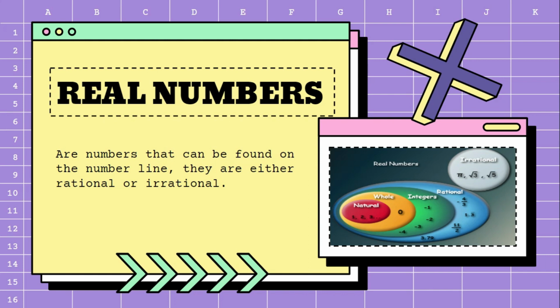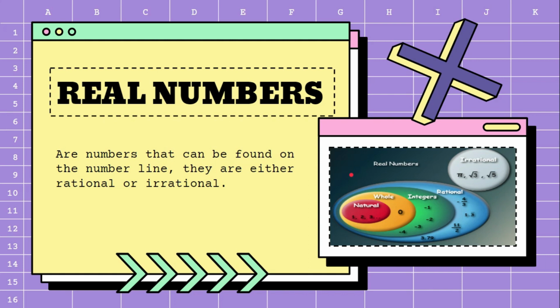So real numbers are simply the combination of rational and irrational numbers in the number system. Real numbers can be both positive and negative, as well as decimals and fractions. So basically, real numbers are numbers that can be found on a number line.